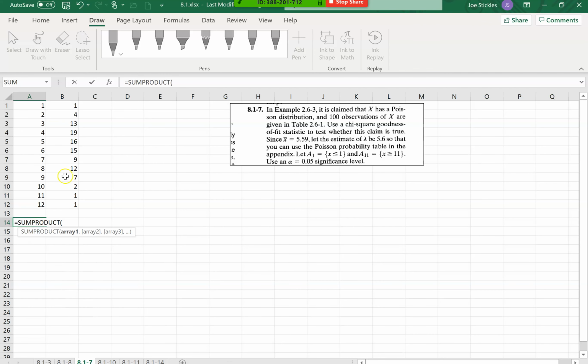So I want to do a weighted mean here. I'm going to multiply these by these, so I'm using the SUMPRODUCT command. What that SUMPRODUCT command does is basically a dot product. It takes this times this, and then adds this times this, and adds this times this. That's what the SUMPRODUCT command does.